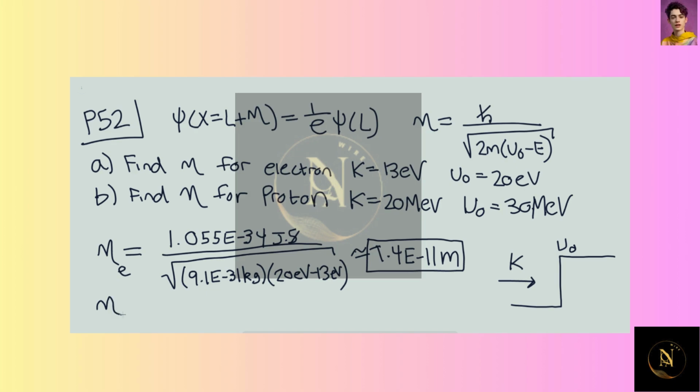If we do the same thing for a proton, we'd plug in similar numbers. The only thing that's changing is the denominator. We would end up with 1.44 times 10 to the negative 15 meters.